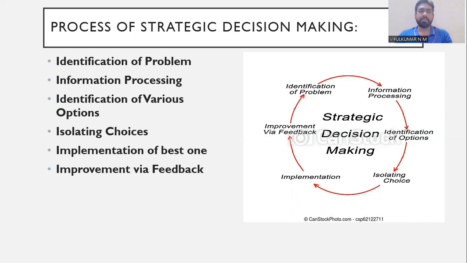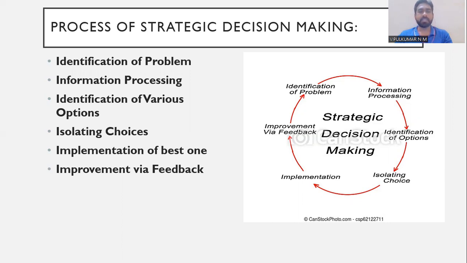The second step is information processing. Once you have identified the problem, the next step is information processing. We need to identify why this problem happened, how it happened, and how it can be solved. What are the solutions which we have? What are the resources and what are the efforts which we need to overcome this problem, etc. All those things come under this particular step called information processing.